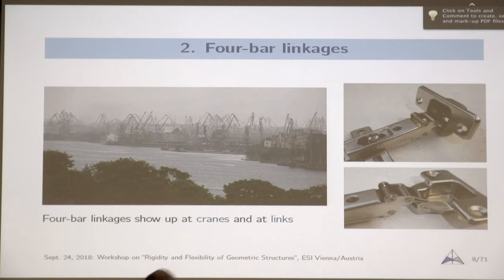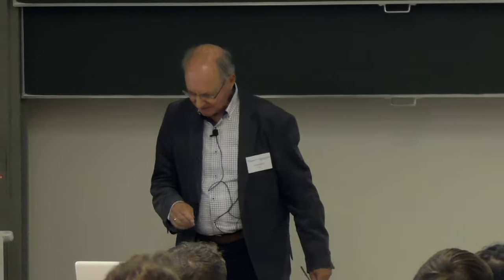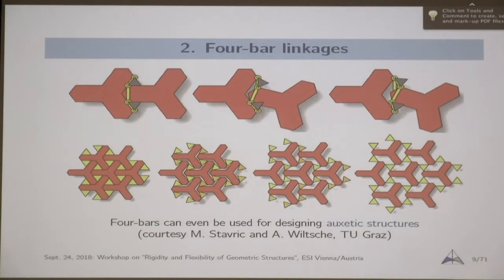You find four-bar linkages also at these links, which you find, for example, in the hinge. You have to look carefully to see the bars, because the bars are curved, but here, for example, you see the two bars. I pass around these examples, but they are more or less rigid, so please never mind. Four bars show up also, or can show up, at some auxetic structures. These are structures which expand when stretched. We will have a lecture on this.